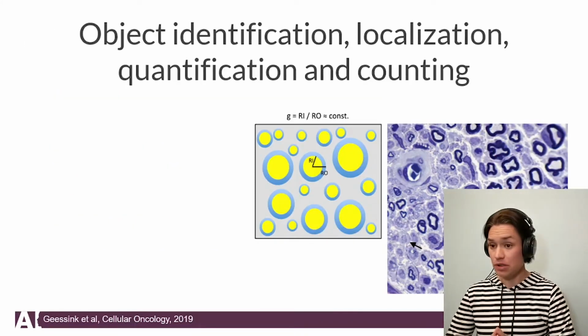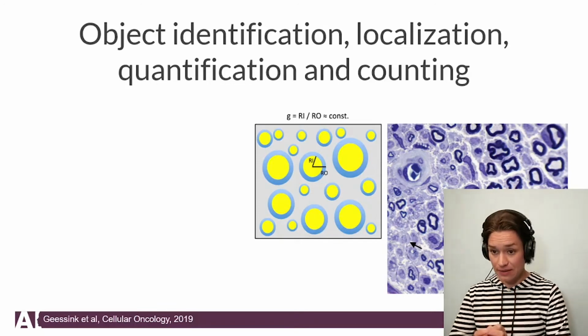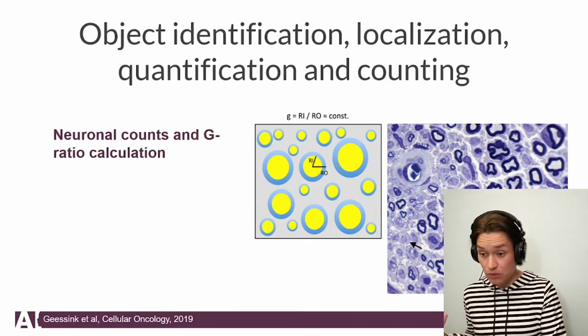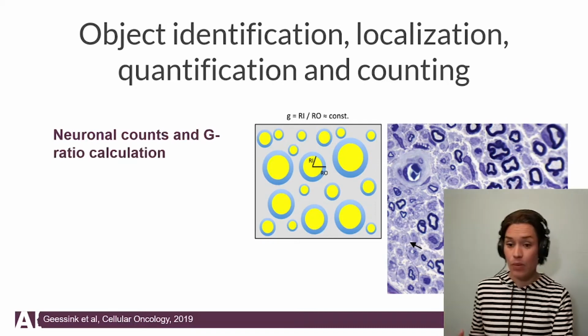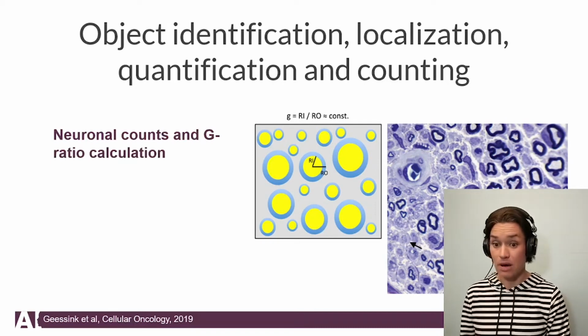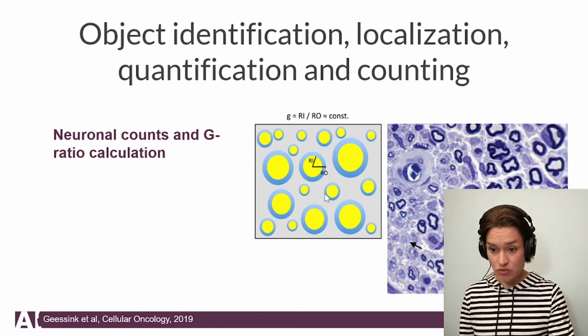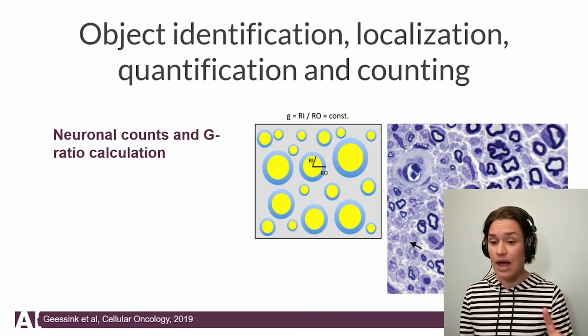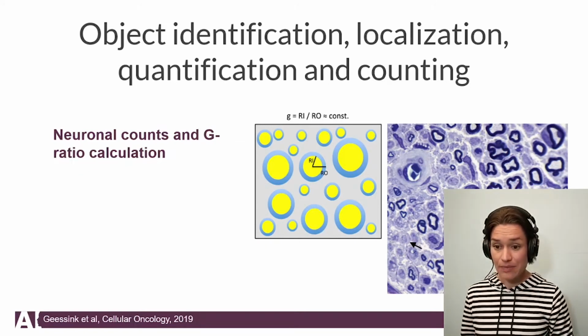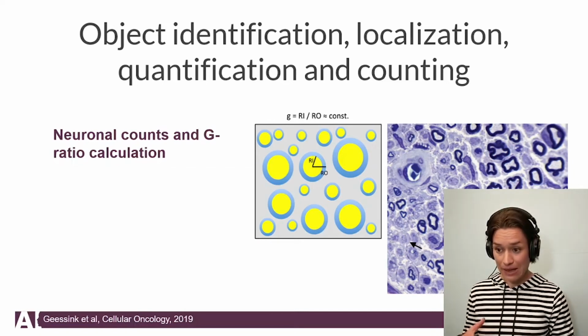But what do we do if we want to have objects identified, localized, and quantified and counted? We might want to have that. For example, when we do neuropath, we often quantify the numbers of neurons and calculate the G ratio. You can see on this image the yellow circles inside. It's the ratio of the inner radius of the neuron to the outer radius of the neuron. It basically gives us information about the thickness of the myelin sheath.